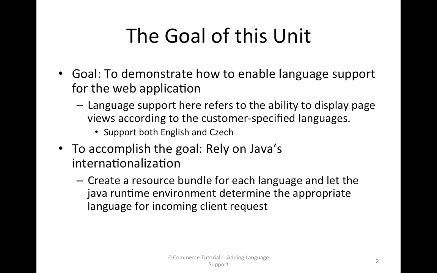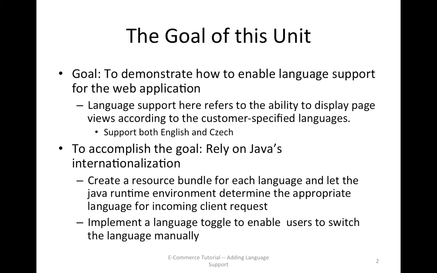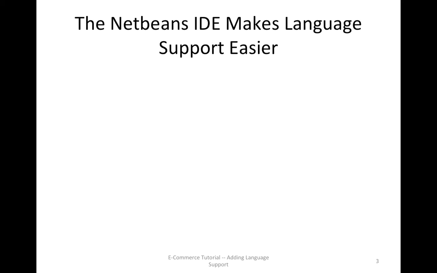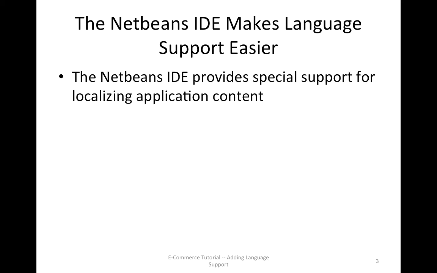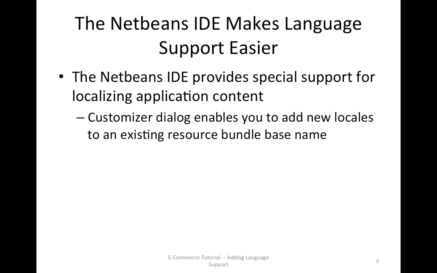First, we create a resource bundle for each language and let the Java runtime environment determine the appropriate language for an incoming client request. Then we will implement a language tag to enable users to switch the language manually. The NetBeans IDE makes language support easier because it provides special support for localizing application content.